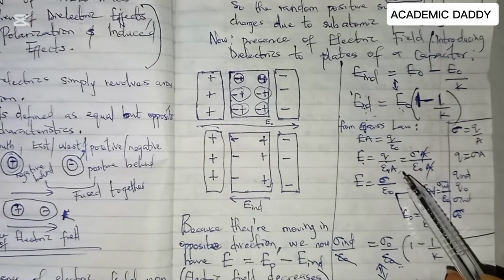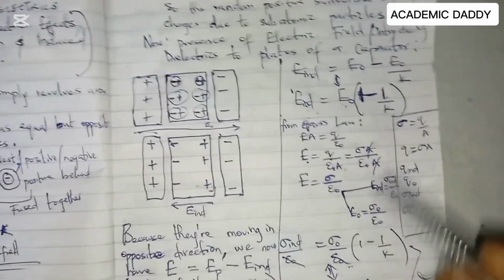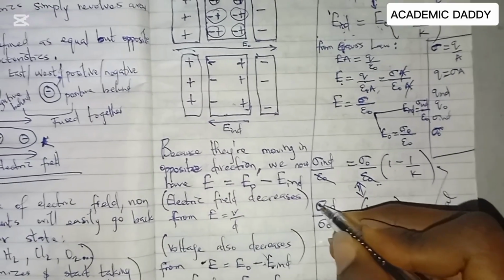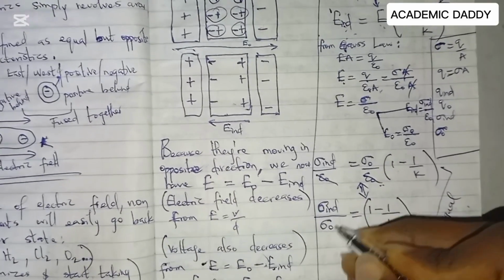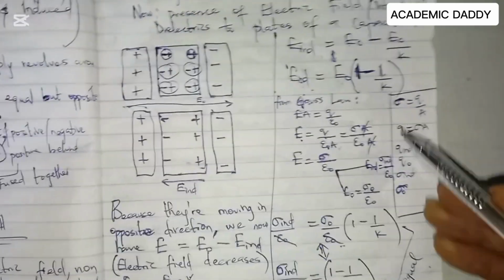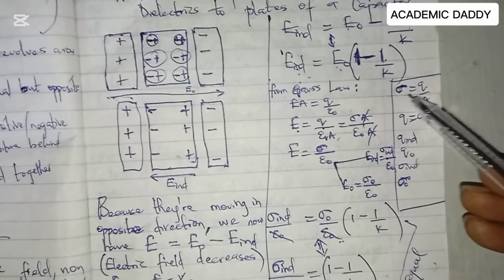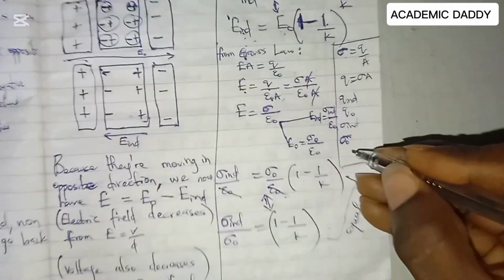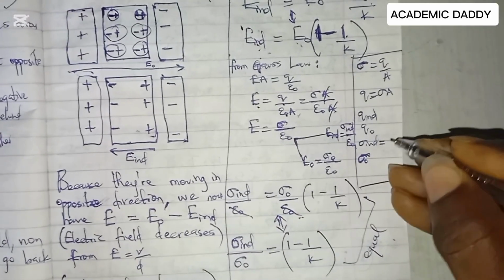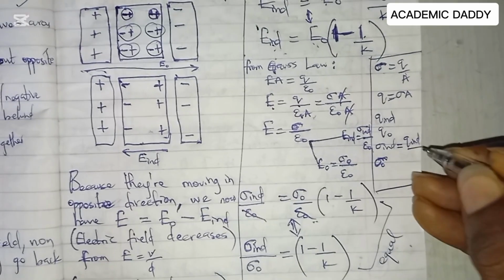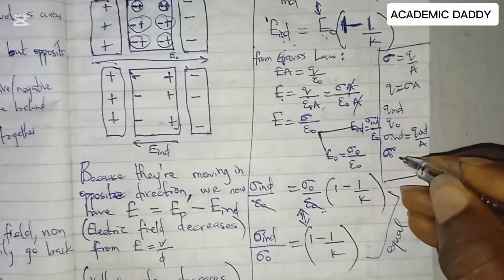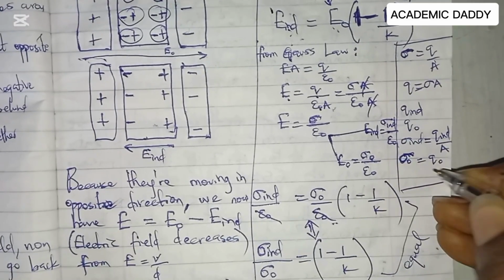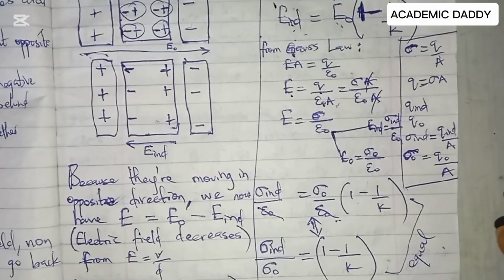So we can say, for example, this is surface density. Let's look at this here: surface induced over surface initial. If surface density is equal to Q over A, it simply means that surface induced will be equal to charge induced all over A, and surface initial will be equal to charge initial all over A. So you see it.